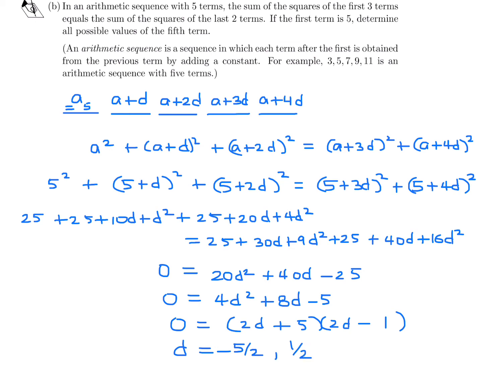So they want me to find the values of the fifth term. Okay, well, the fifth term is this guy right here, a plus 4d. So a plus 4d, if I use the value of minus 5 over 2, it's going to be 5 plus 4 times minus 5 over 2, and that is equal to minus 5. If I use a half, it's 5 plus 4 times a half, and that is 7. So there we go. These are my two possible values for the fifth term.